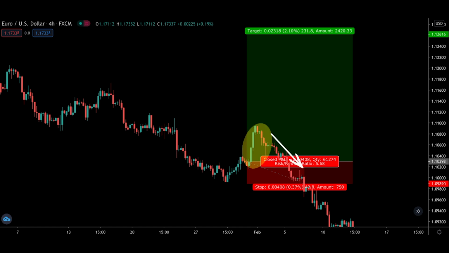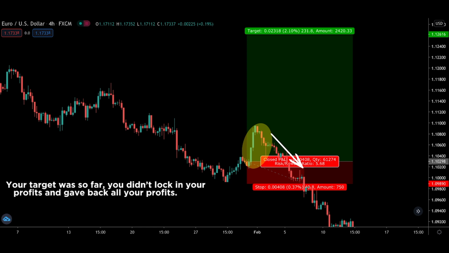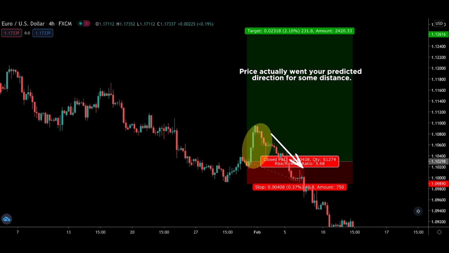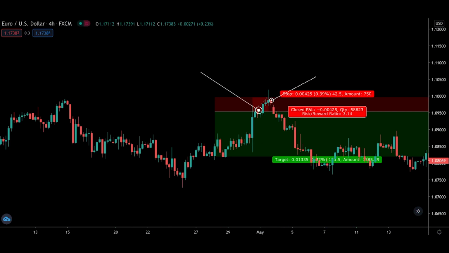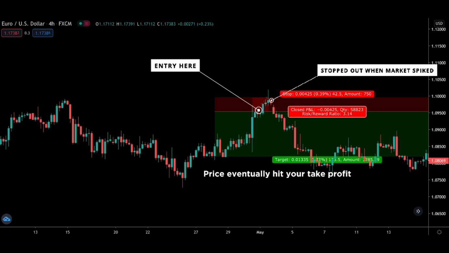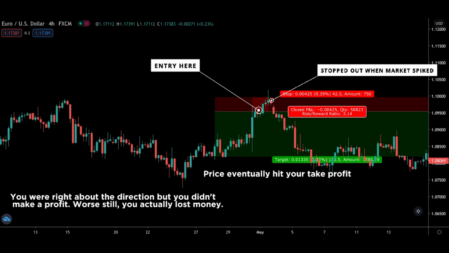Let me explain why this is such a serious problem. Firstly, by setting a distant take profit level, price doesn't reach the level and you don't lock in your profits. The market reverses and you give back your profits. If you don't manage your trades by neutralizing your risk, a winning trade could even result in a loss. Secondly, by using a tight stop loss, the market might whip you out and trigger your stop loss before hitting your take profit level. You were right about the direction, but you didn't make a profit. Worse still, you actually lost money.